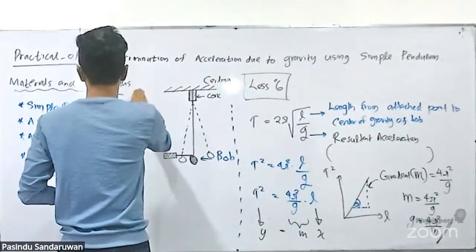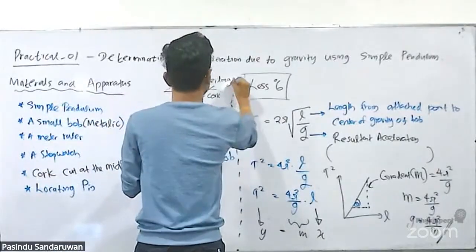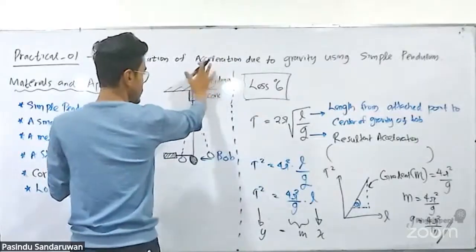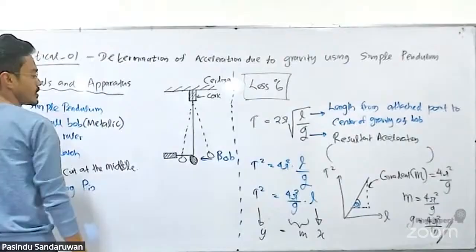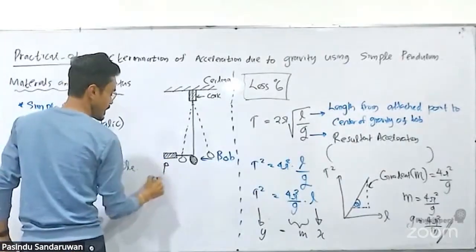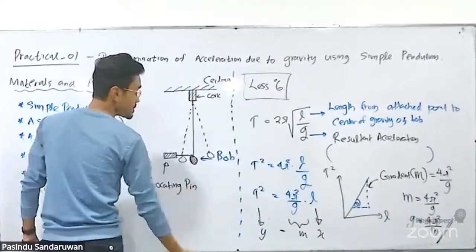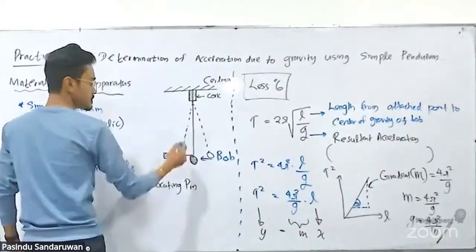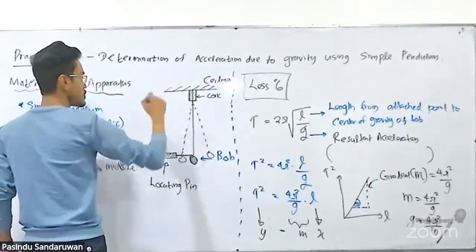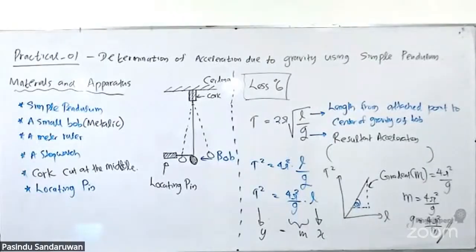Oh wait, before the theory you have to draw this here, under materials and apparatus. Draw the apparatus, only this part. Draw this, and this is the locating pin, and label these ones. Draw the diagram only, right? Locating pin, bob, this is the string, cork. Take it down.